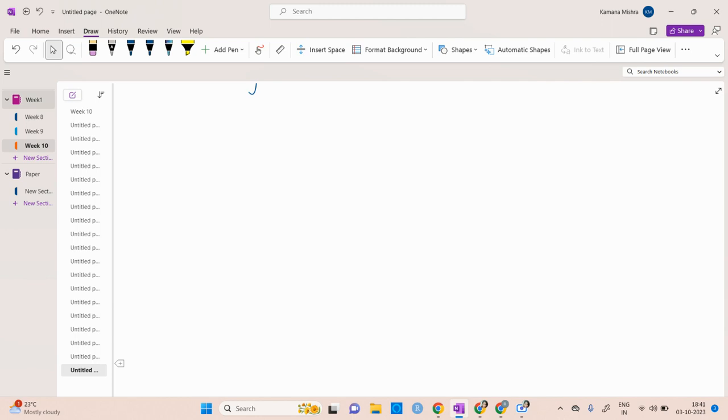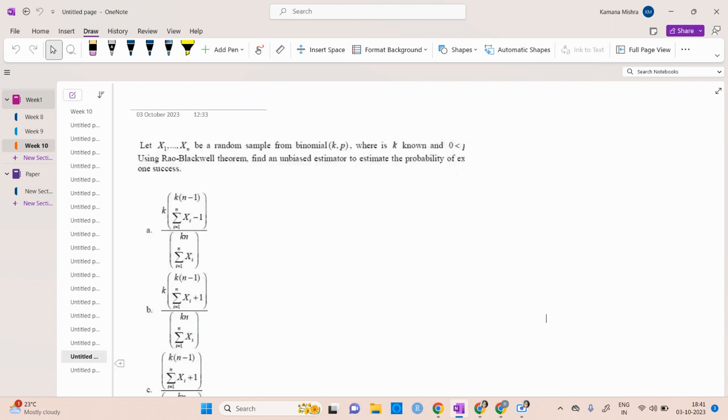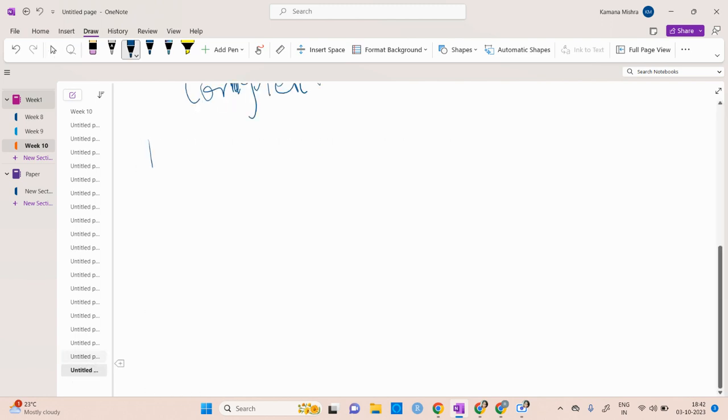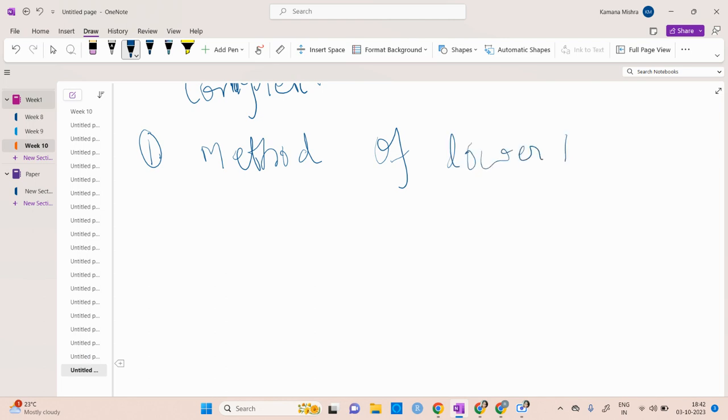So now we have some methods. In the lectures you already have all these methods, but just so that we can solve the problems for today, this is just a reminder. First is the method of lower bound.